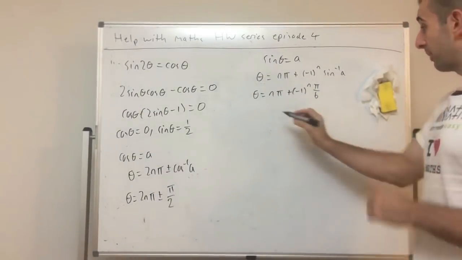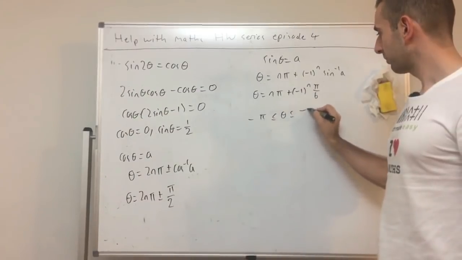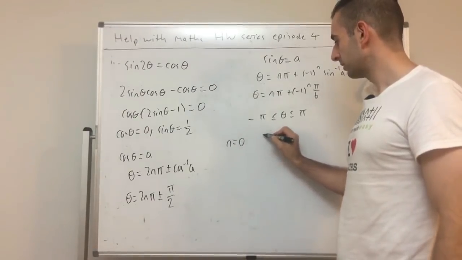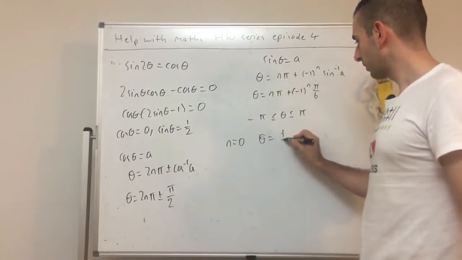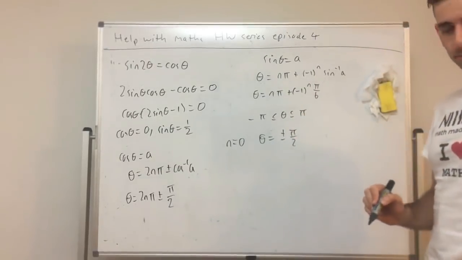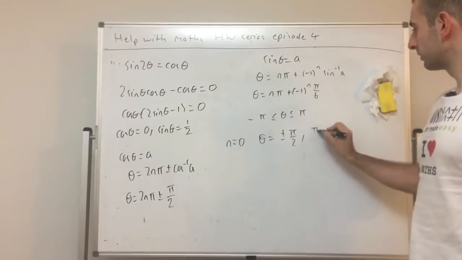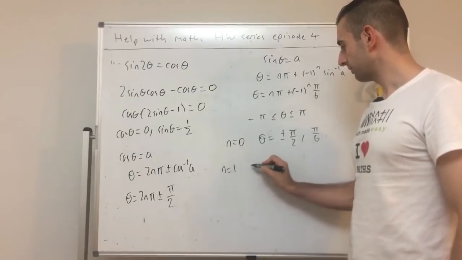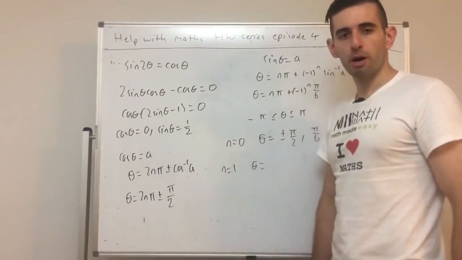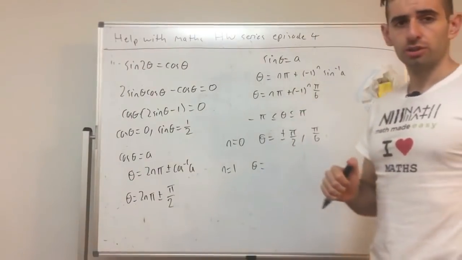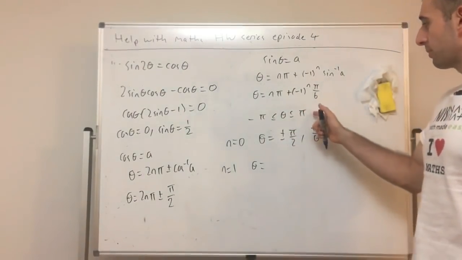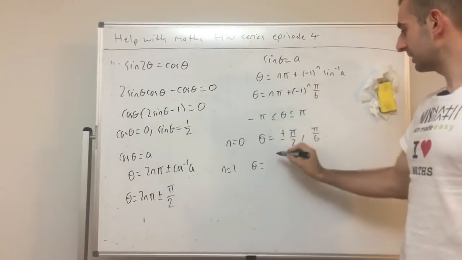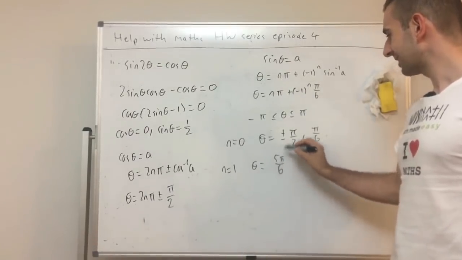So now to solve in the domain negative pi to pi, we just have to sub different values for n in. So let's start with the most basic one, 0. So if we put 0, we're going to get plus or minus pi on 2 here, which is inside. So that's good. If we put it here, we're just going to get pi on 6. That's in there as well. Let's try the next one, 1. Now if we put in 1, 2 pi plus pi on 2 is too big. 2 pi minus pi on 2, still too big. That's 3 pi on 2, that's still outside. Let's put it in here. So it'll be pi minus pi on 6, 5 pi on 6, that is inside.